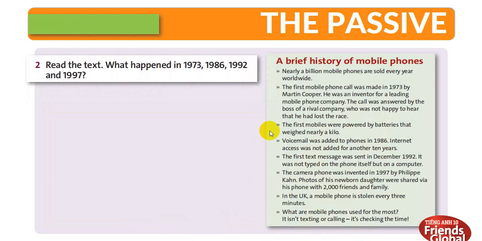Now you read the text and answer the question. What happened in 1973, 1986, 1992, and 1997? You read the text here and answer the question. Now you can check the answer with me.